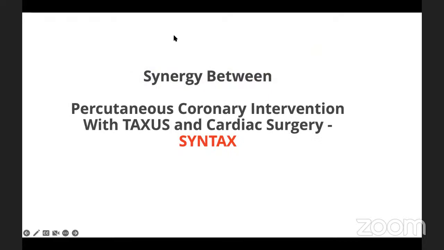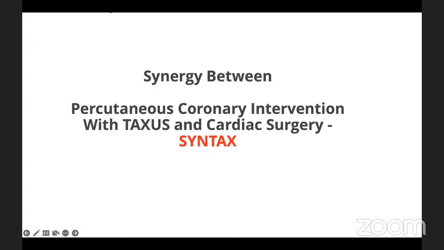All right, so we're going to discuss the Syntax trial, which is an abbreviation of synergy between percutaneous coronary intervention with the Taxus and cardiac surgery. The Taxus is the type of drug-eluting stent that they used during the PCI for those patients who were enrolled in this study. Can anyone give me a brief idea about what the study was? How did they conduct the study? What are the 2 major arms in the study? Zainab, Luay, or Khalifa?